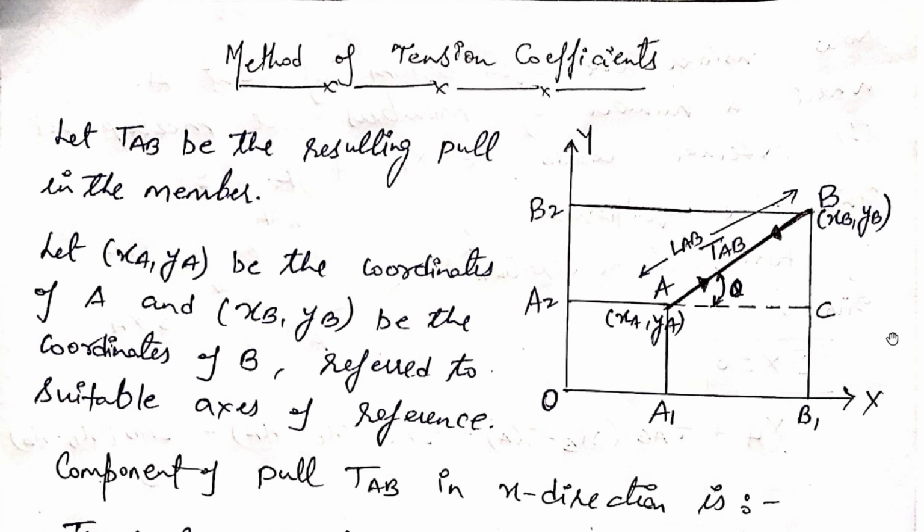This is a more general method, called the method of tension coefficient, which is equally applicable to both plane frames as well as space frames. This method was first introduced by Professor R.V. Southwell, and it is a neat and systematic presentation of the method of joints. In this method, the important thing is to understand the term tension coefficient.